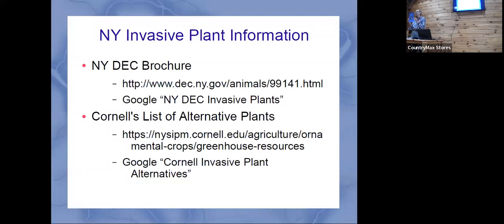I couldn't talk about all of them, obviously, so all the plants on the list are here. If you simply Google, as I said, New York DEC invasive plants, you'll get a link to this as a PDF and you can download it. And then Cornell has a list of alternative plants. All the alternatives I showed you tonight came from Cornell's list. If you Google Cornell invasive plant alternatives, you'll get to their website where for every single invasive plant, they say, why don't you try growing this instead?